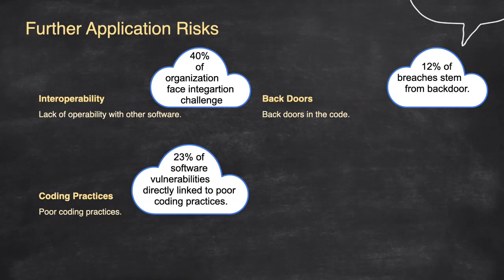In 2017, the Equifax data breach exposed the personal information of 147 million people due to an unpatched vulnerability in Apache Struts, which resulted from poor software patch management.